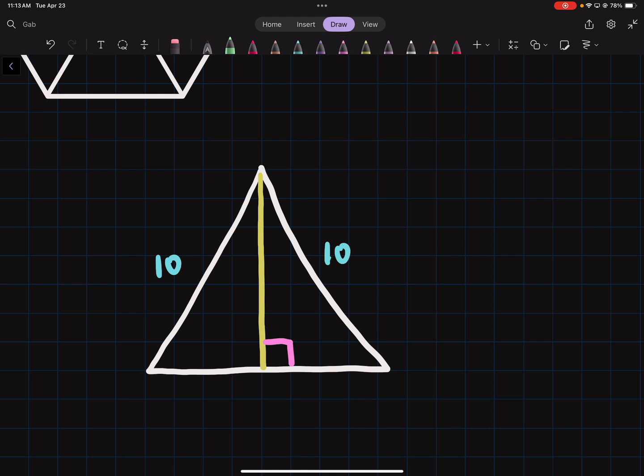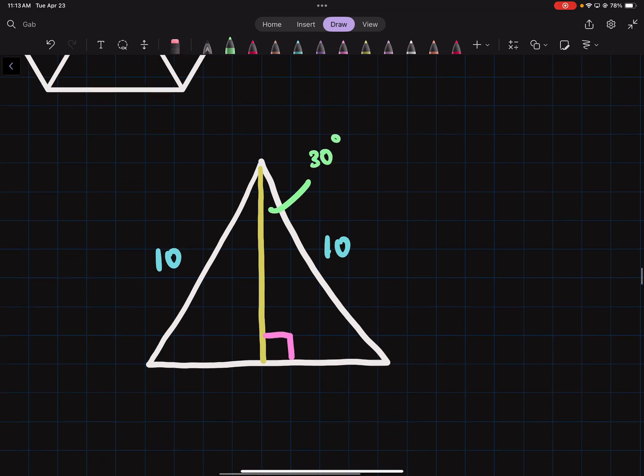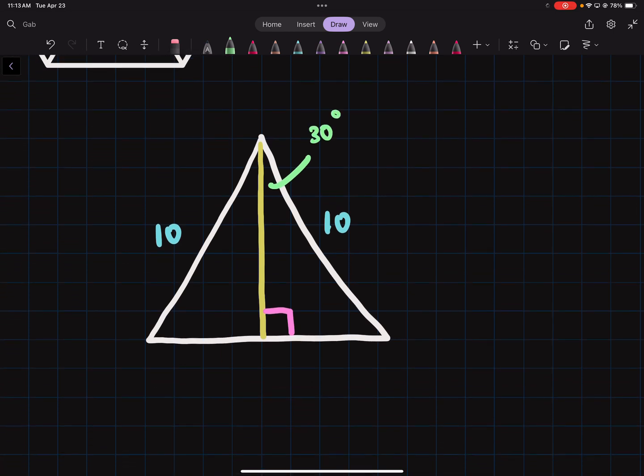Okay, so we said the central angle was 60, yes? How much is half of it? 30. Okay, so if you know that that one is 30, we have 90. What should the remaining one be? 60.